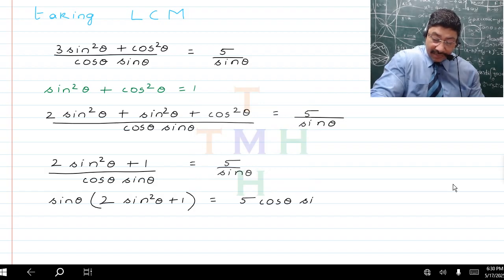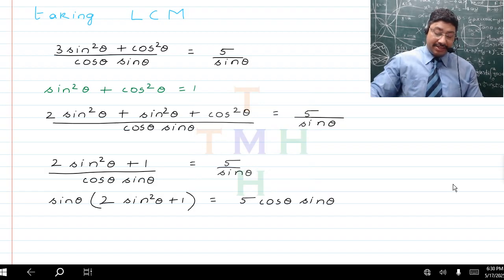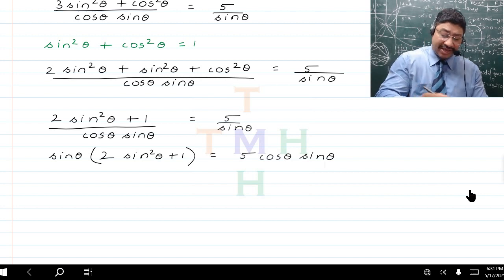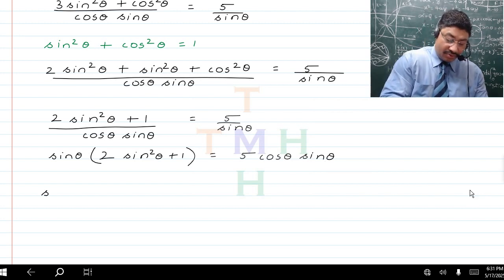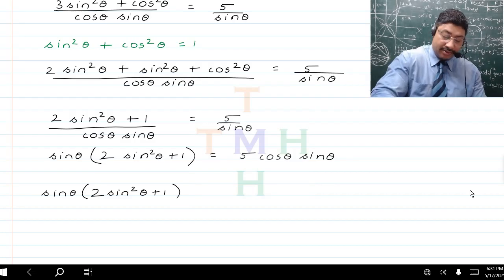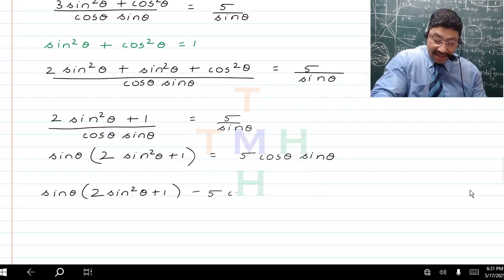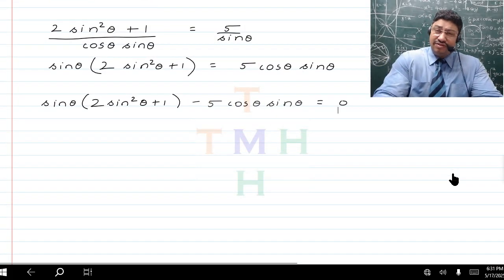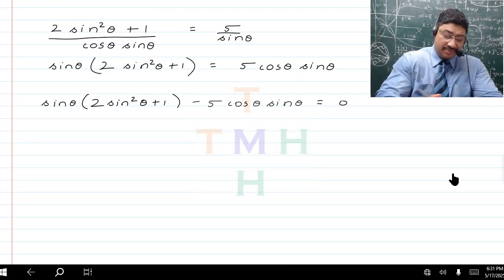theta sine theta. Now after that, you have terms on either side of the equation. Why not bring all the terms to one side of the equation? Probably the simplification will become simple. So here, children, you have sine theta times 2 sine square theta plus 1, and from that you subtract 5 cos theta sine theta, by bringing the term on the right hand side to the left hand side. Now the fun, you get to see that in both of these terms you actually have sine theta, which can be taken common outside.